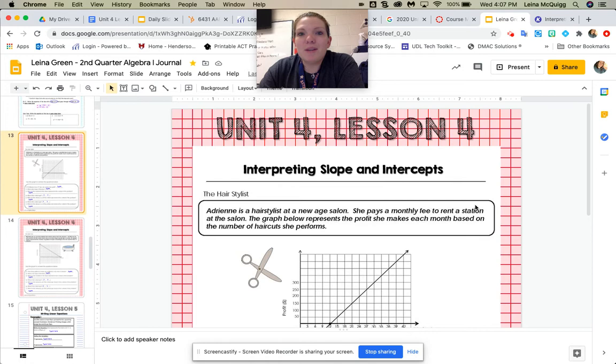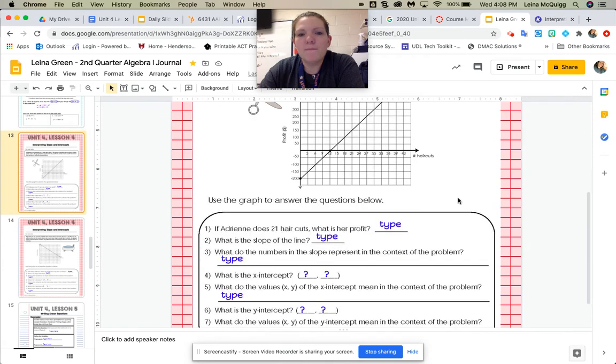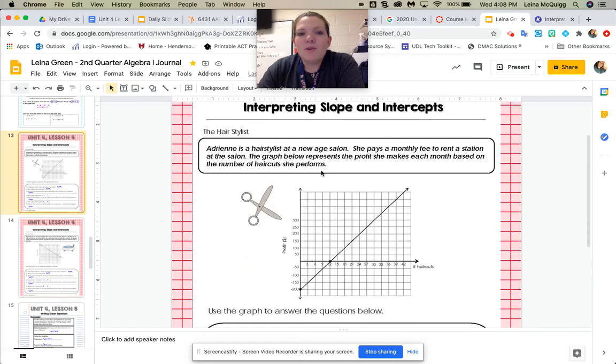All right, interpreting slope and y-intercept. Here we go. Oh, that says slope and intercept. Sorry, I wrote the title wrong. Okay. So here we go.